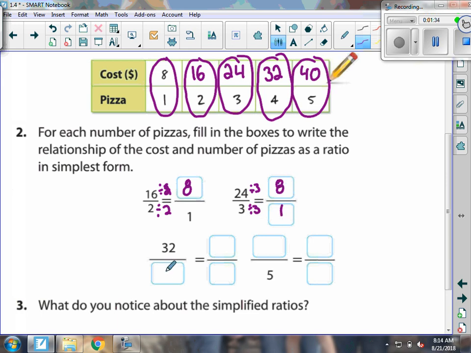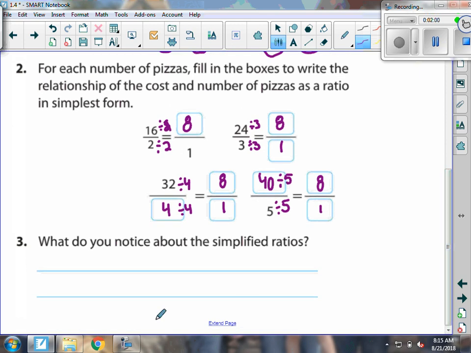So 32 over what? So we look here. It can be 32 over 4. Both of these can be divided by 4. So we're going to get 8 over 1. And then what over 5? It can be 40 over 5. Both of these can be divided by 5. So we get 8 over 1.